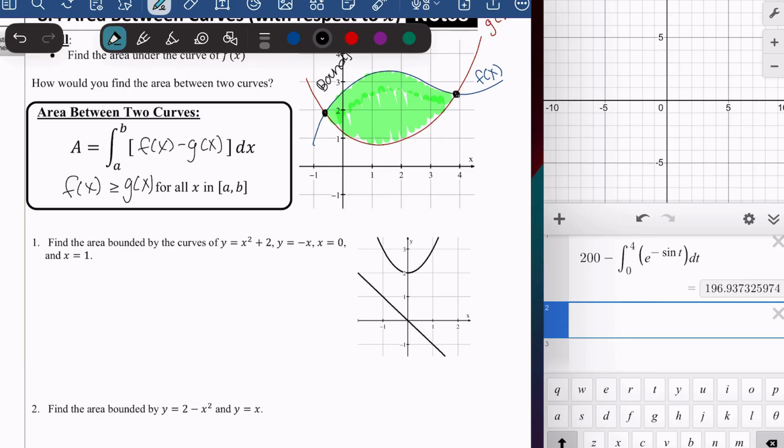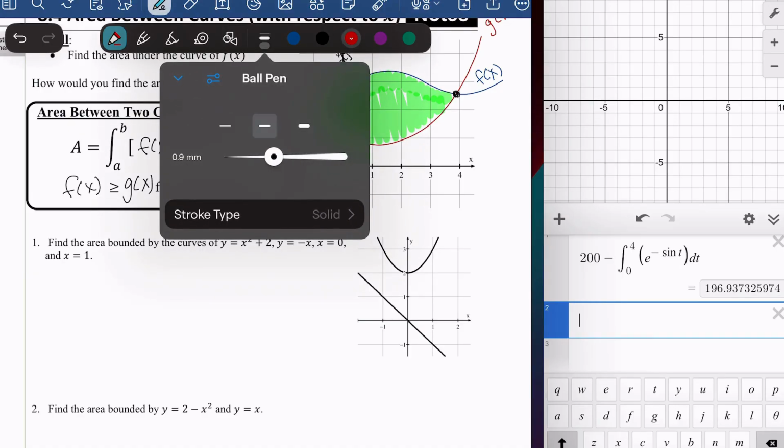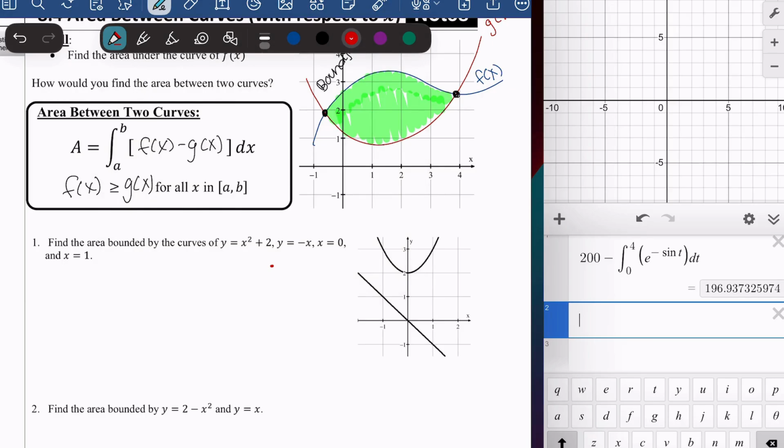So for number 1, it says find the area bounded by the curves y equals x squared plus 2 and y equals negative x. And it even gives you the bounds here of x equals 0 and x equals 1. So at those bounds, I'm just going to draw some lines, from 0 to 1, and it wants the area between those two curves. So it's going to be this shaded area here between the quadratic and the linear function.